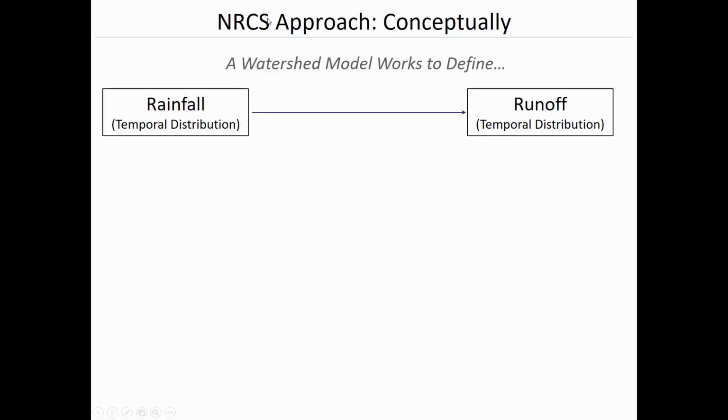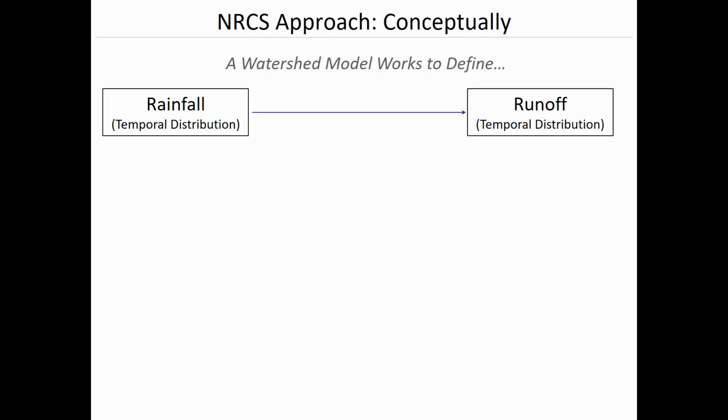So here's just another way of conceptually kind of graphing all the ideas together. We have rainfall and we want runoff. And so there's got to be something in between. The model is a way of having the input data that may be a temporally distributed, like a hydrograph.